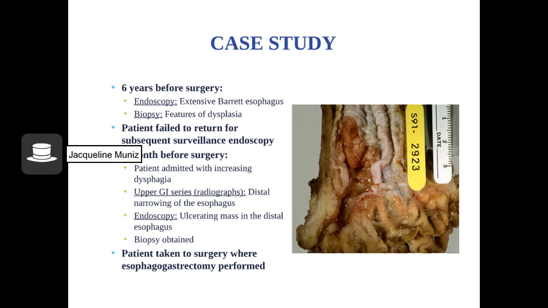Endoscopy showed extensive Barrett esophagus 6 years before surgery, and biopsy specimens showed features of dysplasia. The patient failed to return for subsequent surveillance endoscopy. The patient was admitted with increasing dysphagia 1 month before surgery. An upper GI series revealed distal narrowing of the esophagus. Endoscopic examination of the esophagus revealed an ulcerating mass in the distal esophagus. A biopsy specimen was obtained. The patient was taken to surgery where an esophagogastrectomy was performed.